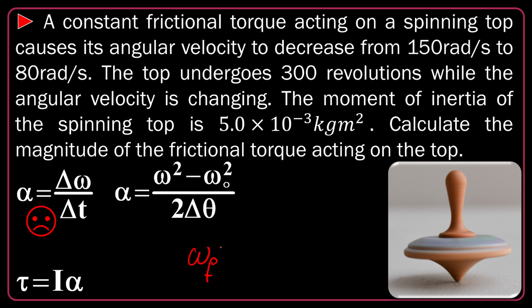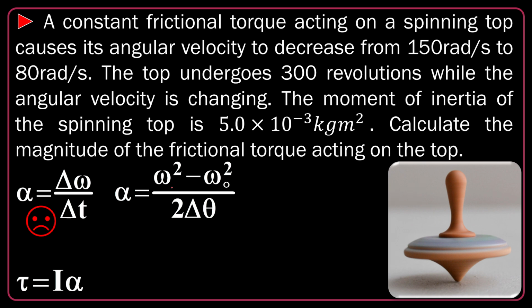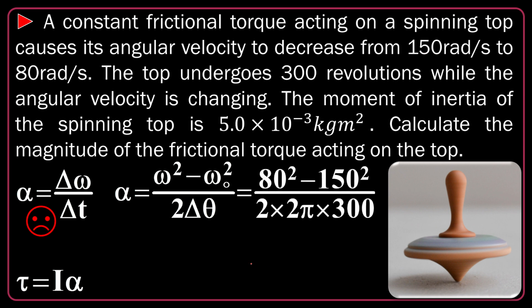Omega final square minus omega initial square is supposed to be 2 alpha delta theta. Time independent equation. It's very similar to v final square minus v initial square equals 2a delta x in linear motion. You remember that? It's the same thing. Okay, so let's use it because we have everything. Final omega is 80, initial omega is given 150, and delta theta, as I told you, is 300 revolutions times 2 pi, the total angle of revolution for one single rotation. Okay, that's all. We have everything.